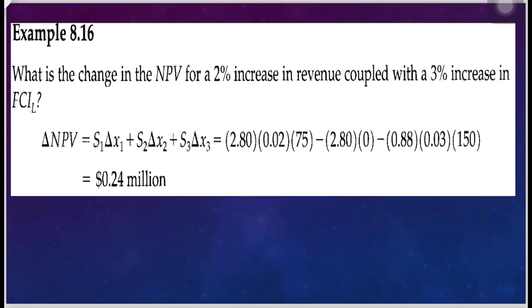Another example: what is the change in the NPV for a 2% increase in revenue coupled with a 3% increase in FCI? You already have the formula earlier, and the change in NPV is 0.24 million. So that is for sensitivity analysis.